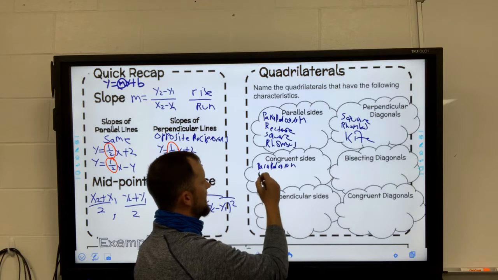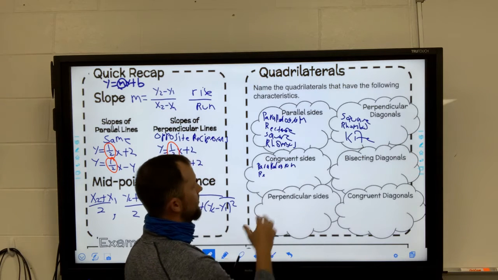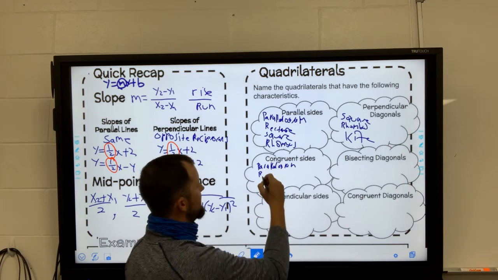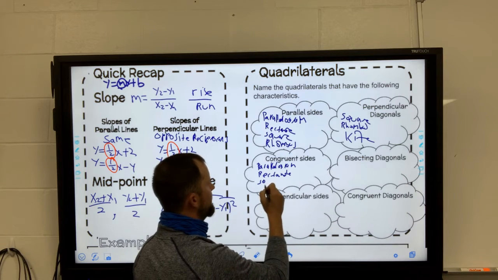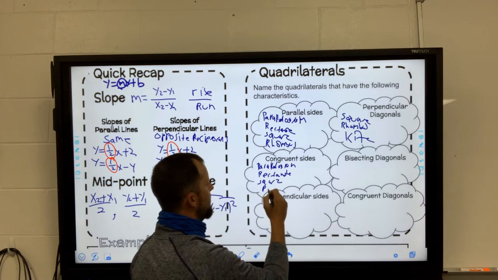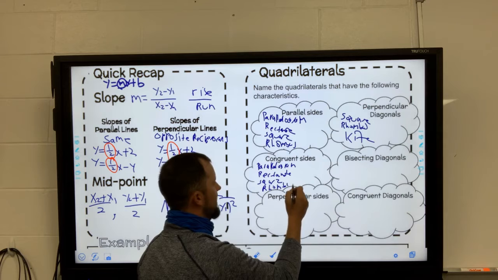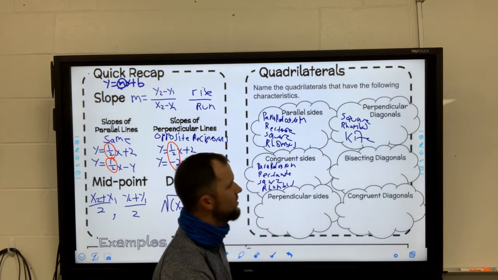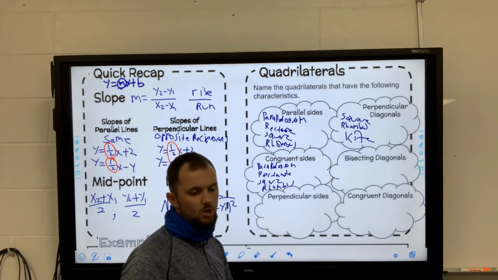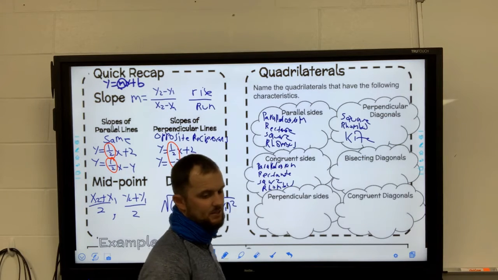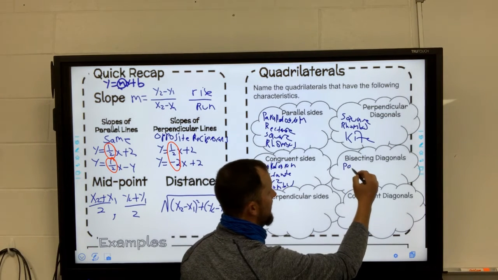I know a rectangle. No, a rectangle doesn't have congruent sides. Oh yeah, it does, on opposite sides. Yep, rectangle. A square. And also a rhombus has congruent sides as well, okay? Which ones have bisecting diagonals, meaning when those diagonals cross each other, which ones of those are going to bisect each other? So I know a parallelogram does that.